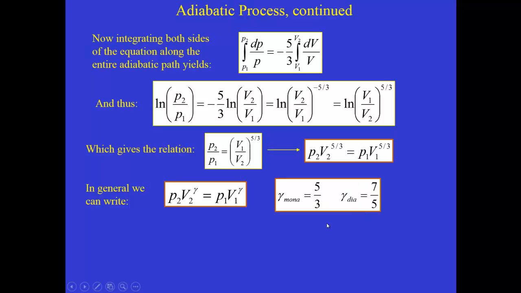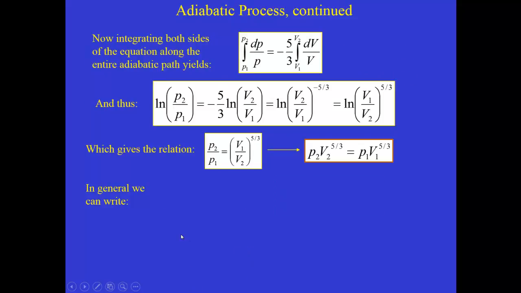And you can look up in the table in your textbook values for gamma for other kinds of more complicated gases that have more than just a single or 2 atoms. And so gamma then can be determined from experiment and can be used in this kind of a relationship to describe the behavior of gases in adiabatic processes. So that's where I want to stop for now.